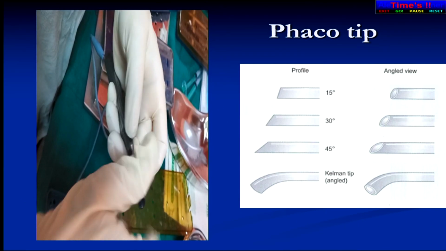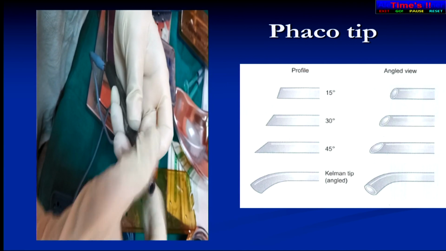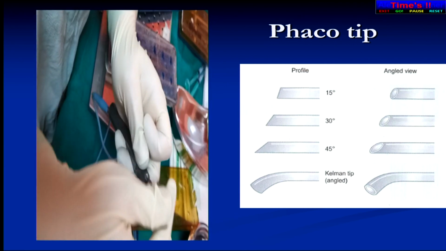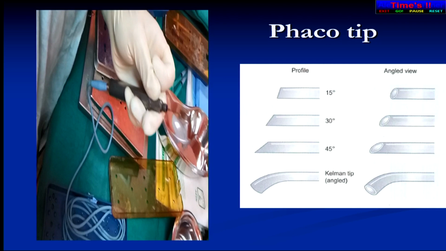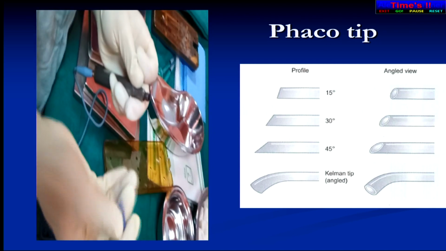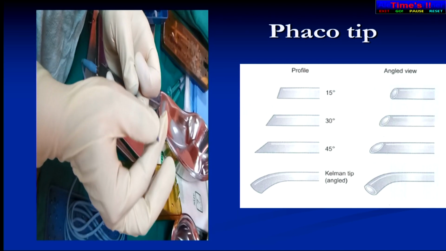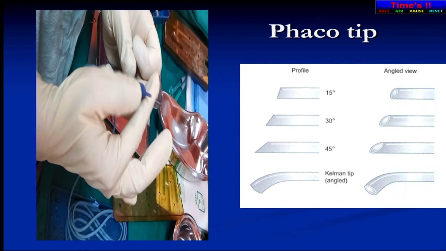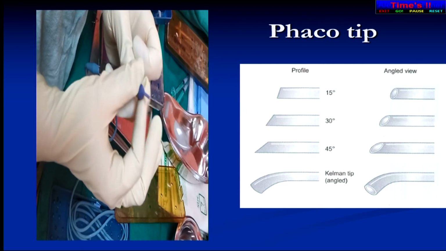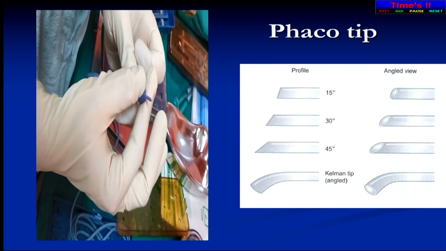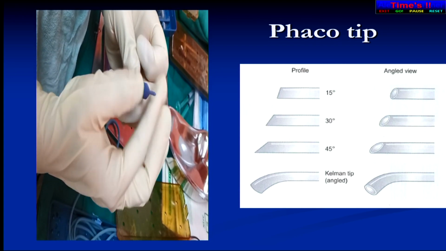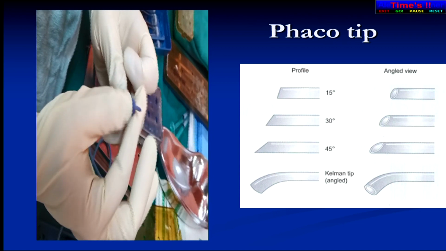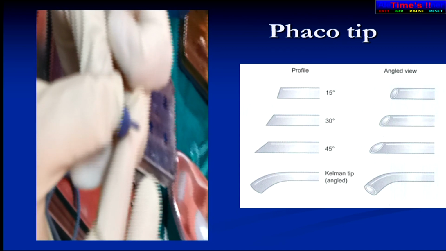So these are Phaco tips: 15 degree, 30 degree, 40 degree, and Kelvin tip. 0 is complete occlusion, 15 is 90% occlusion, 30 is a little less, 45 is a cutter, not much occlusion. Kelvin tip gives you both ways, sideways and straight, but when you are a beginner, see that it is not torn and not coming out of a hole somewhere else.